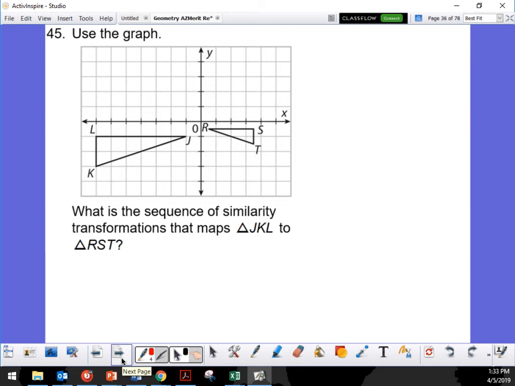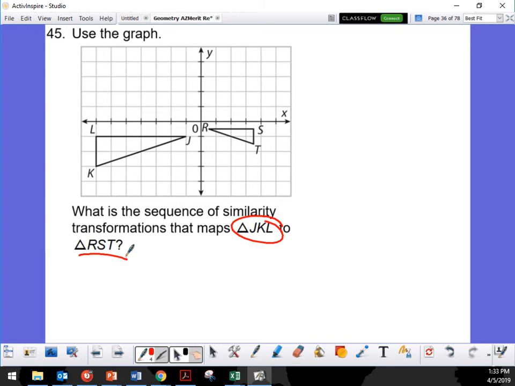Alright, this next one. Use the graph. What's the sequence of similarity transformations that maps JKL to RST? Which one is your pre-image? JKL is the pre-image, right? So that's the pre-image to this. So I want you guys to do this. So you're saying it's a dilation, right? Okay. And reflecting. So that's very good.